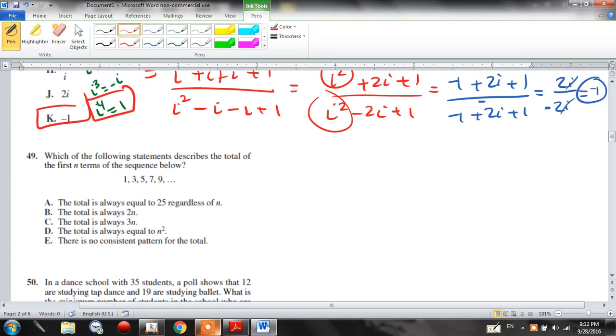Question number 9 for me is different than this one. Which of the following statements describe the total of the first n terms of the sequence? The total of the first n terms of a sequence. This is an arithmetic total. So this is plus 2. And the total is always equal to 25 regardless of n. That doesn't make any sense. Let me get back to this question because it's not the real question that we have. That's the arithmetic sequence question.